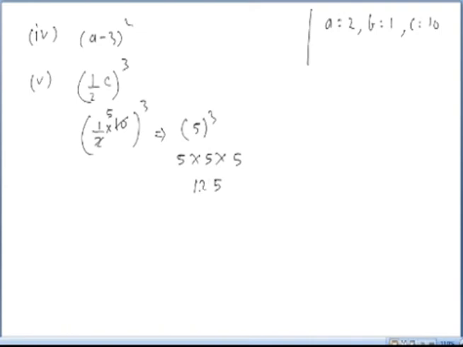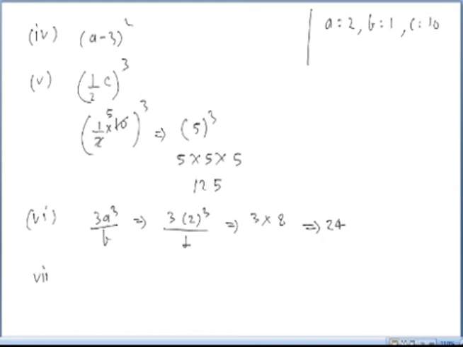Then question number 6. Question number 6 is 3a cube upon b. So first put the values. Value of a is 2, 2 cube, and value of b is 1. Okay. Just solve this. 2 cube means 8. 3 times 8 is 24. Okay. Question number 6 has been done. Now question number 7, 8, 9 and 10.